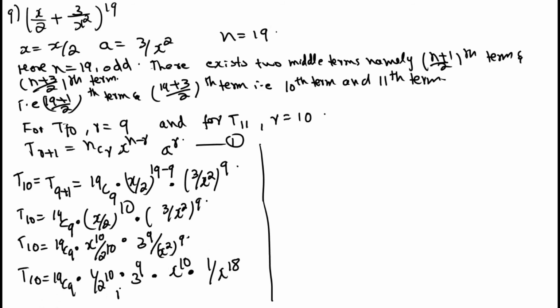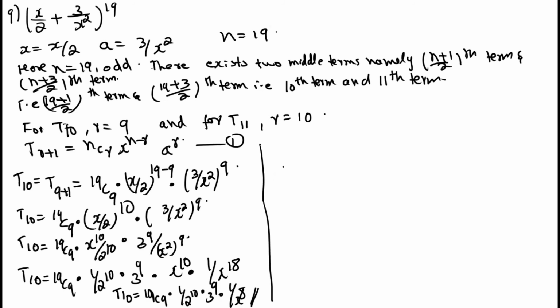Again simplify this one. T10 equals 19C9 into 1 by 2 to the power 10 into 3 to the power 9 into x to the power 10 by x to the power 18, that means x to the power 8 is remaining in the denominator. So it's the first middle term.